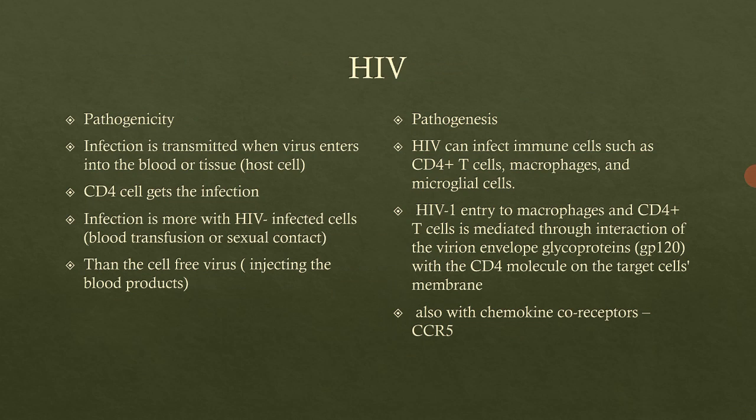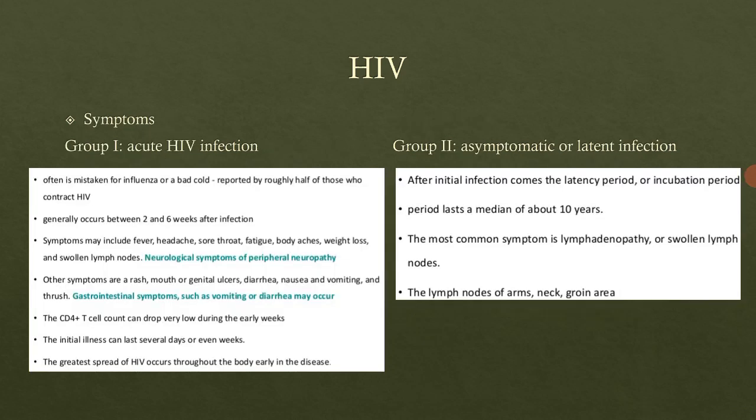Now the HIV can also enter with the chemokine co-receptor named CCR5. This is the pathogenicity and the pathogenesis. Pathogenicity means how pathogenic the virus is, and pathogenesis means which types of cells or which portions the virus can infect. Now we will see what the symptoms of the virus are.